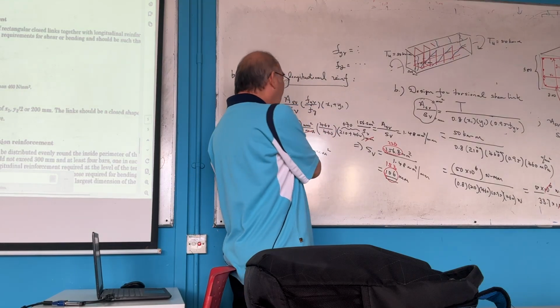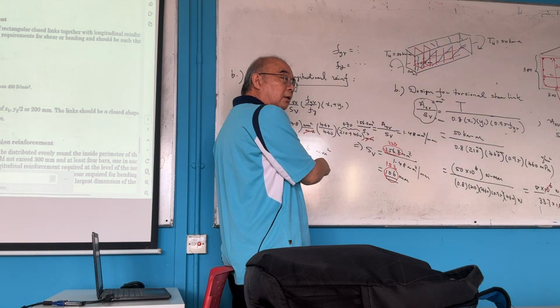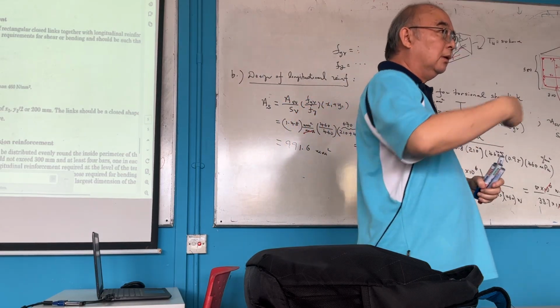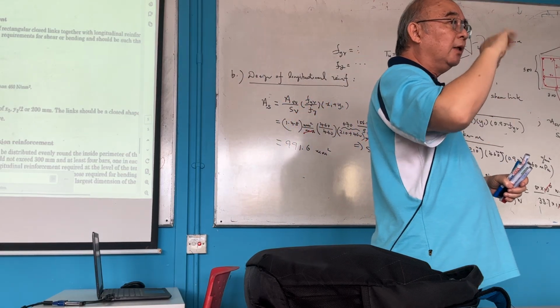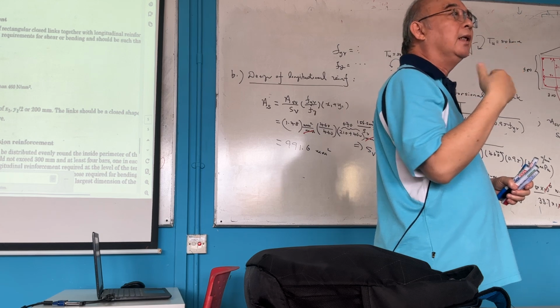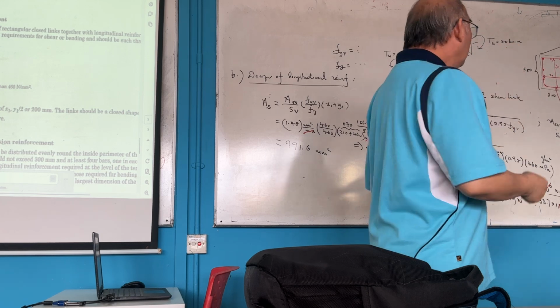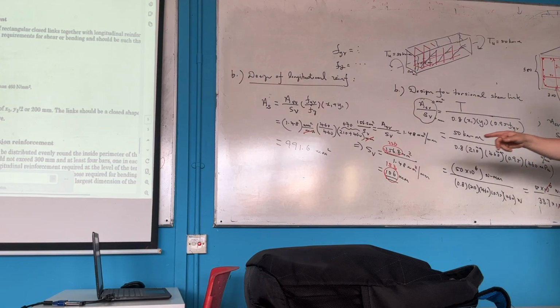So this is the total area. The question now is, for our longitudinal rebars, what size do we want to use and how many? Let's say we use T12. T12 is 113. So how many bars of T12 are required? That means 991.6 divided by 113, which is 8.7, so 9. That means we use 9 bars.